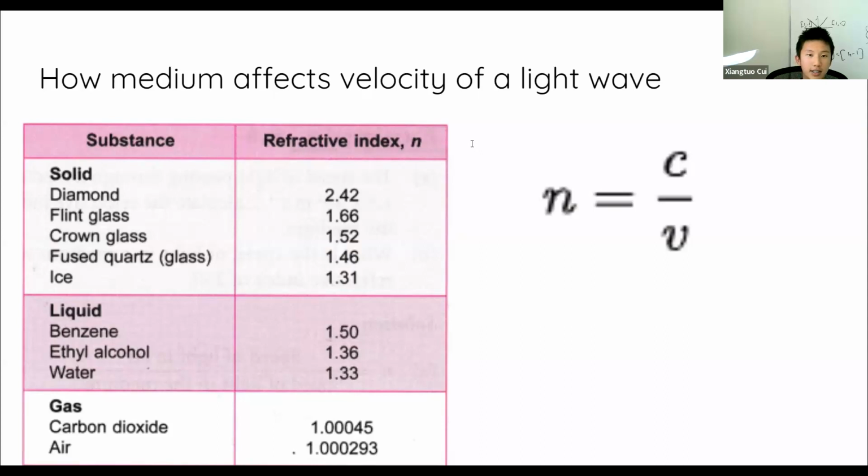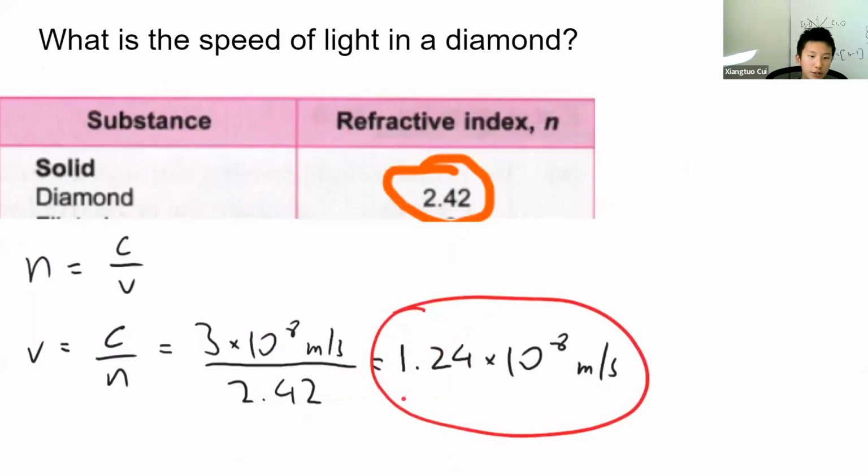Yes, v is velocity. All right, great. I'm seeing lots of correct answers here, which is great. So yes, the final answer is 1.24 times 10 to the 8th meters per second.